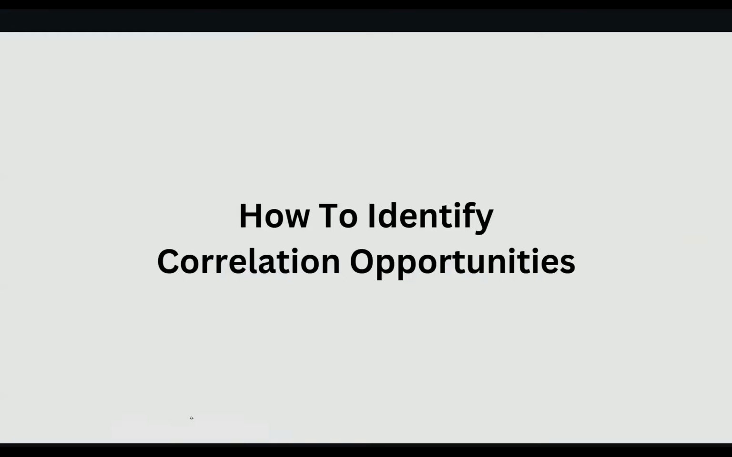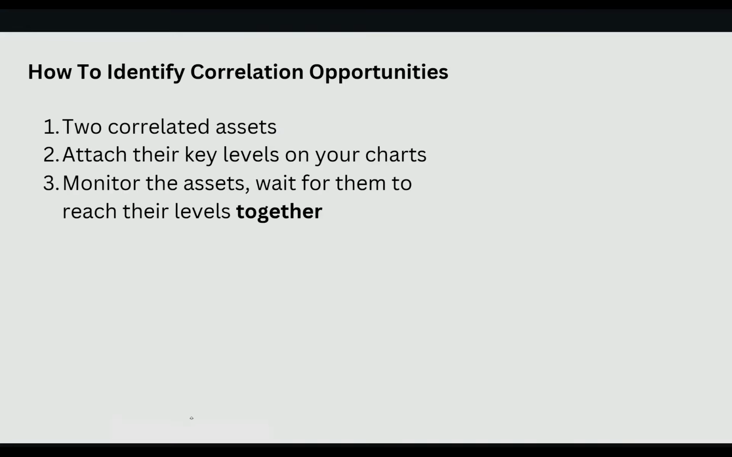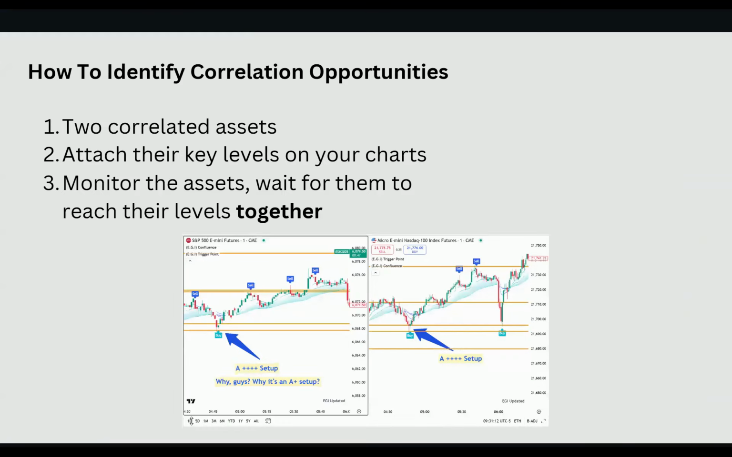So how to identify correlation opportunities? First, you need to take two correlated assets and attach their key levels to your charts. Because remember, we only refer to the behavior of them relative to their key levels, our trigger points. Then you need to monitor them and verify that they are reaching their levels at the same time. When this happens, the trades can be taken more confidently.